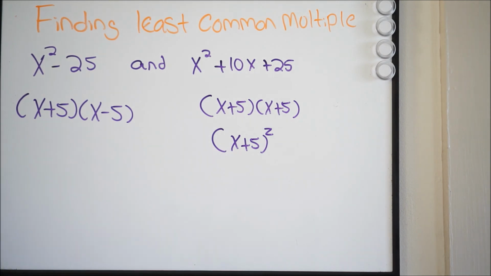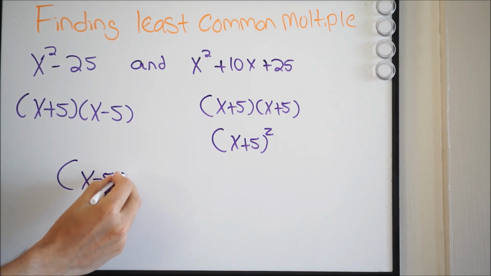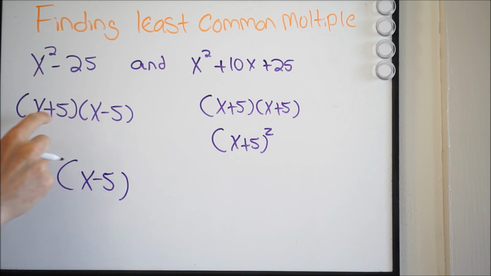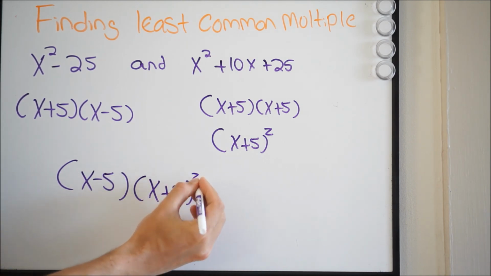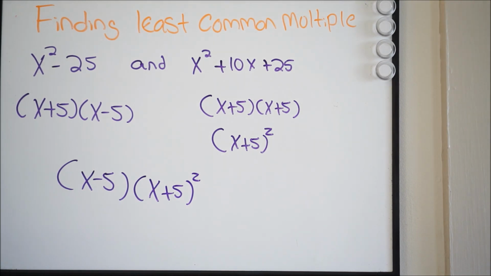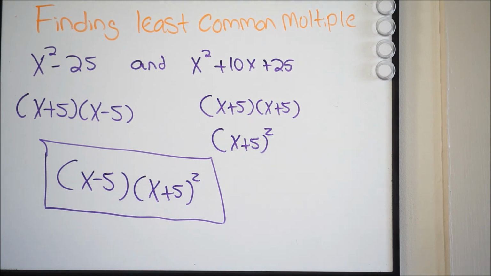So the least common multiple here, when we go ahead and write this, is going to be, well, we have x minus 5. But then we have two factors that are the same, x plus 5 and x plus 5 squared. We're going to pick the one with the highest power. So this will be x plus 5 squared. And again, we pick the one with the highest power because that's going to satisfy both conditions. So we're going to go ahead and circle this. And that is it. So that is going to be your final answer.